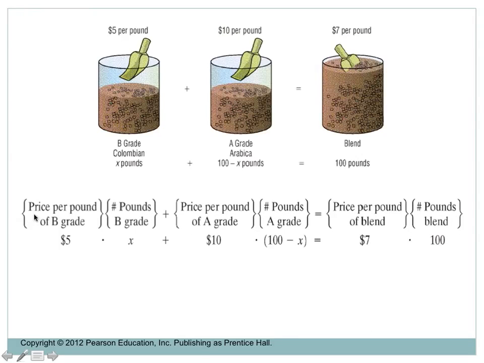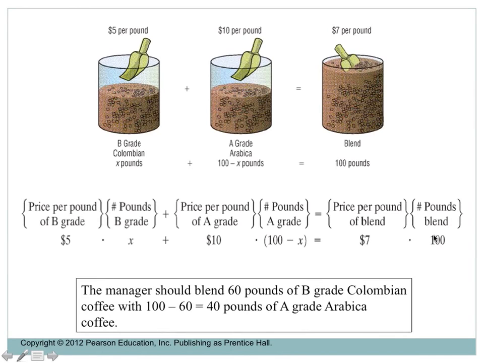So what we want to do is take the price per pound of our B grade, which is $5, and multiply by the number of pounds, which is X. We take the price per pound of our A grade, which is $10, multiply by the number of pounds, which is 100 minus X, and then we add those two things together. Those should equal the blend, which is going to be our $7 times our 100.